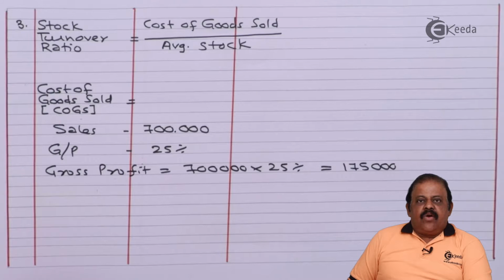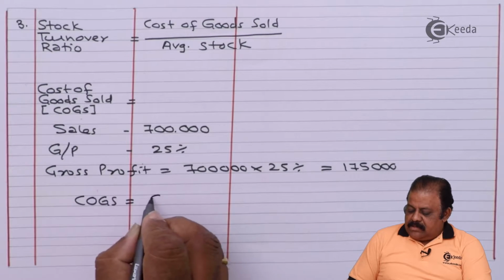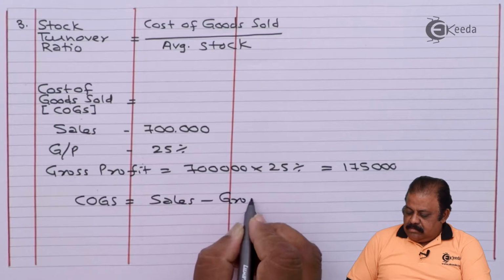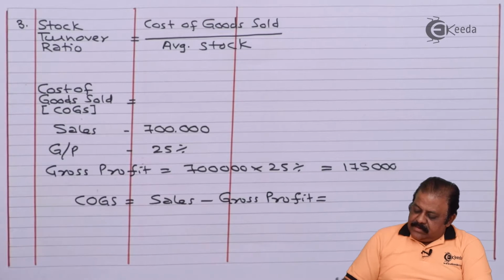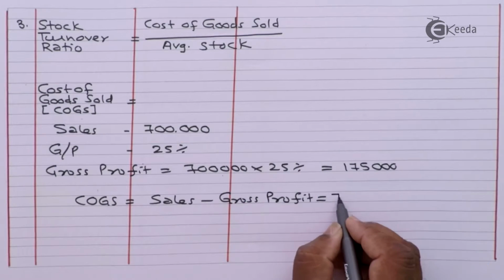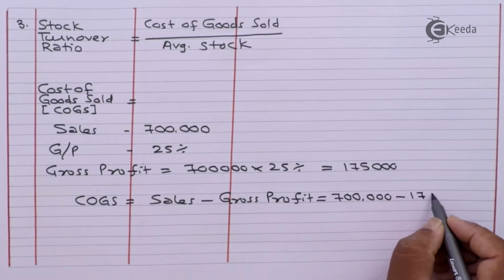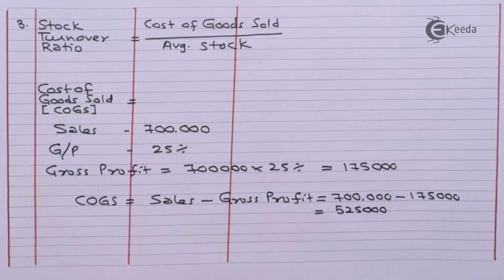Now we can calculate cost of goods sold, that is sales minus gross profit. Sales we have 7 lakhs minus 1,75,000. So we have cost of goods sold 5,25,000.